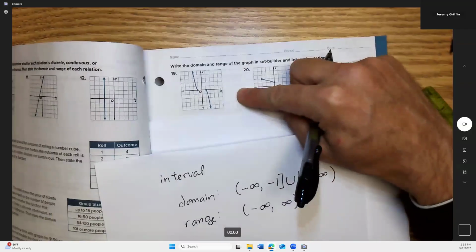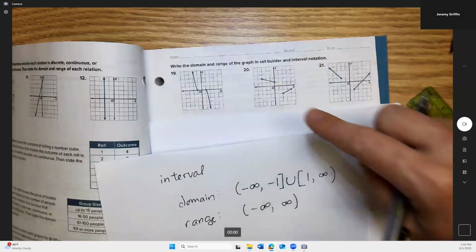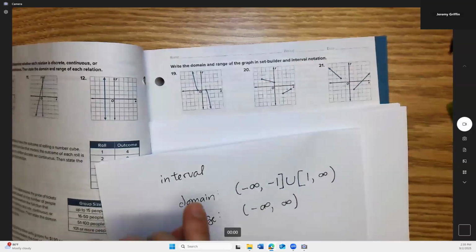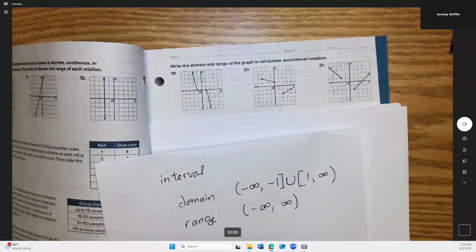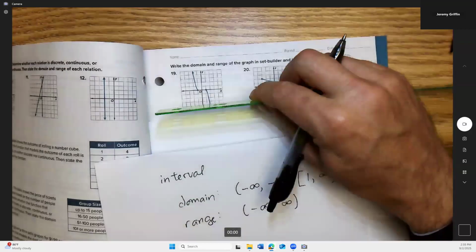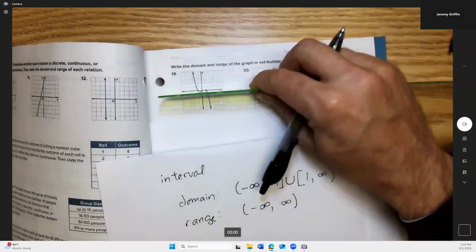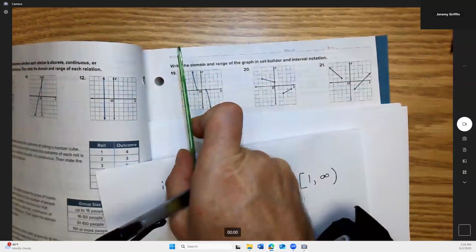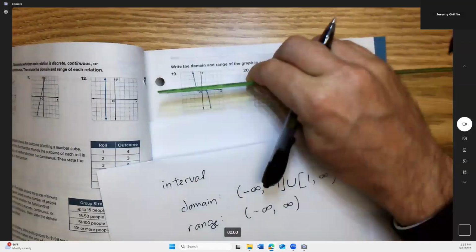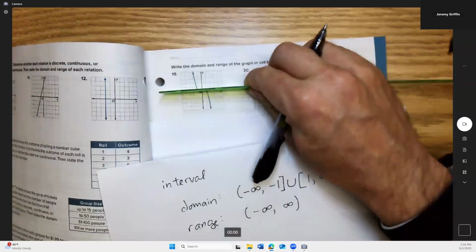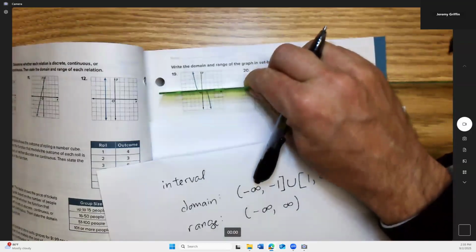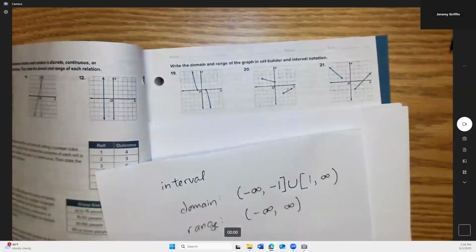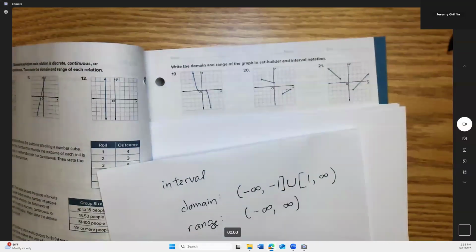Last question, number 19: is it a one-to-one function? Yes or no? No. How do you know that 19 is not a one-to-one function? Because it fails the vertical line test. Not the vertical line test, the horizontal line test. It passes the vertical line test. The horizontal line test fails, specifically at y equals 0. You see at y equals 0 there are two different x values. That's how you know number 19 is not a one-to-one function.